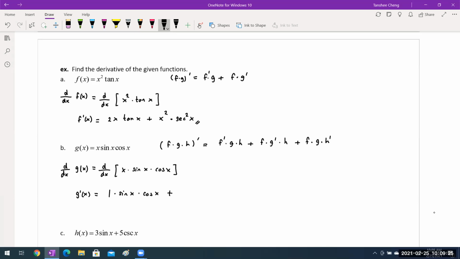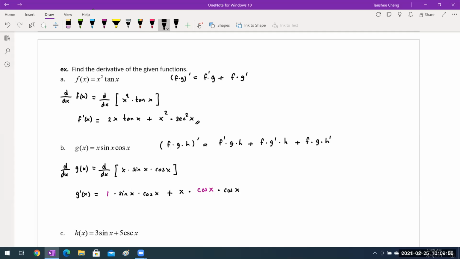plus the derivative of the second factor now. Let me write in a different color, the derivative that I took, so that you can see better. And the derivative of the second factor: my first factor is x times the derivative of the second factor times the last factor. So the derivative of the second factor is the derivative of sine. The derivative of sine x is cosine x.